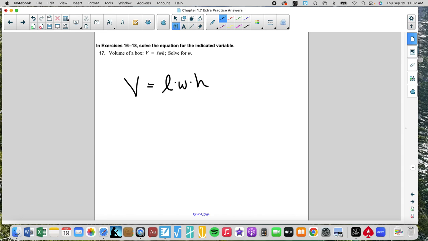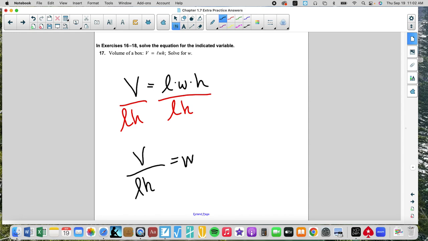Volume equals length times width times height. Let's solve for W. So we are going to get rid of the L and the H because they're both multiplying. We can do them together because they're both multiplying. You have to be careful. Volume divided by length and height will give you your width.